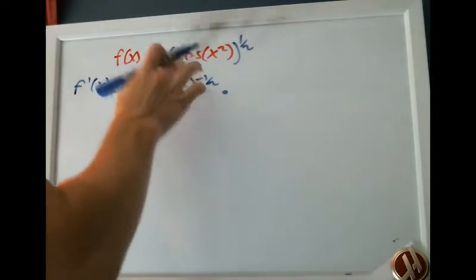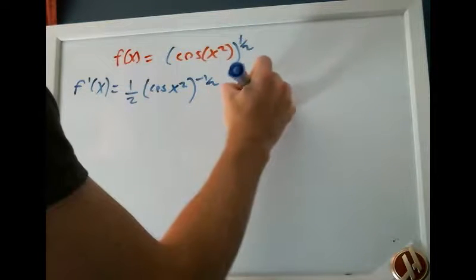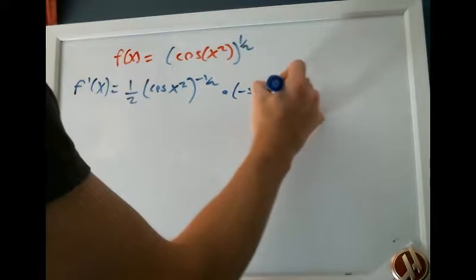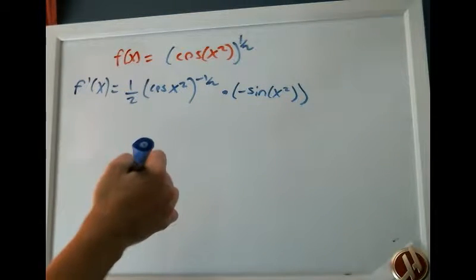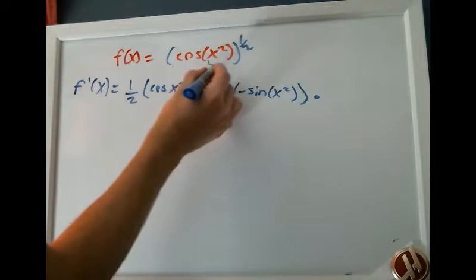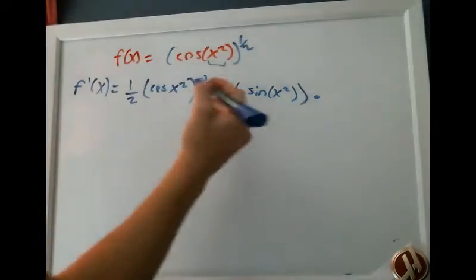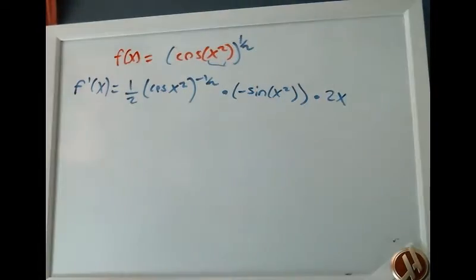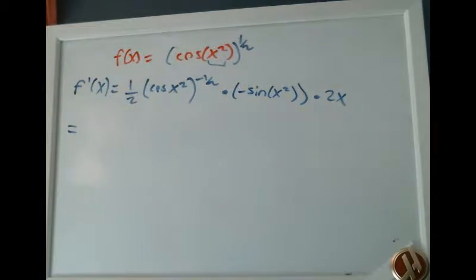Your next outermost shell is going to be cosine, which we know the derivative of is negative sine. Remember, the inside stays the same. So negative sine x squared. And finally, we're going to multiply by the derivative of the innermost portion, which is x squared, and we know the derivative of that is just 2x. And there you go. That problem is complete other than a little bit of simplification.